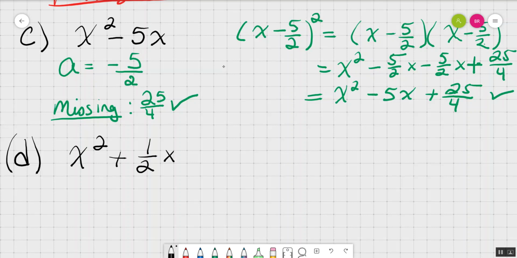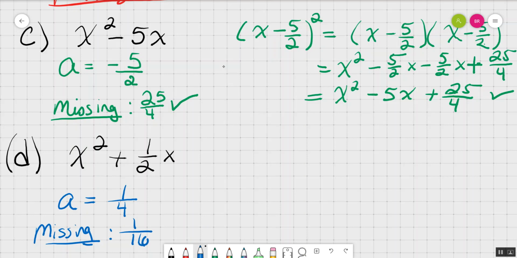What about 1/2? Okay, I'm going to take 1/2 and divide it in half and get a 4th. Yay. And then when you square it, you'll get the missing value. So my missing value, 1 squared is 1, and 4 squared is 16. So it appears that that's what's missing. Let's double check our perfect trinomial. So this should be x plus 1/4, since that's the value of a, squared.